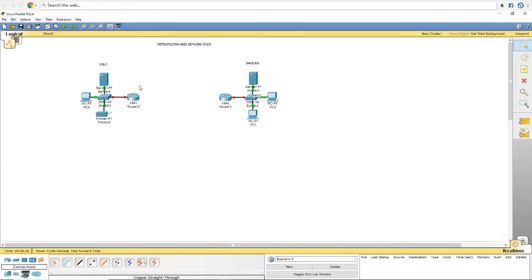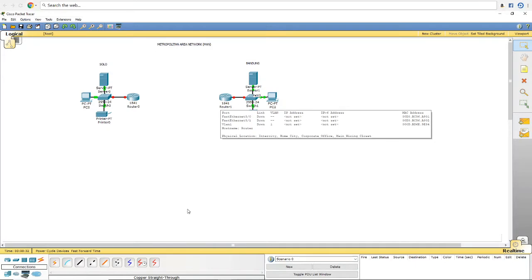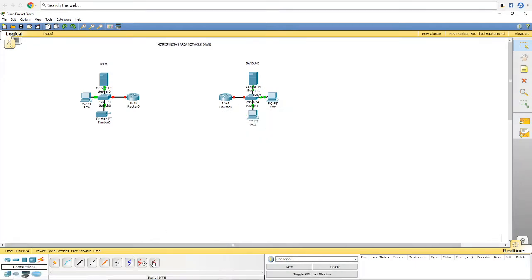And then router Solo and router Bandung must be connected by serial cable. We are using serial DCE.